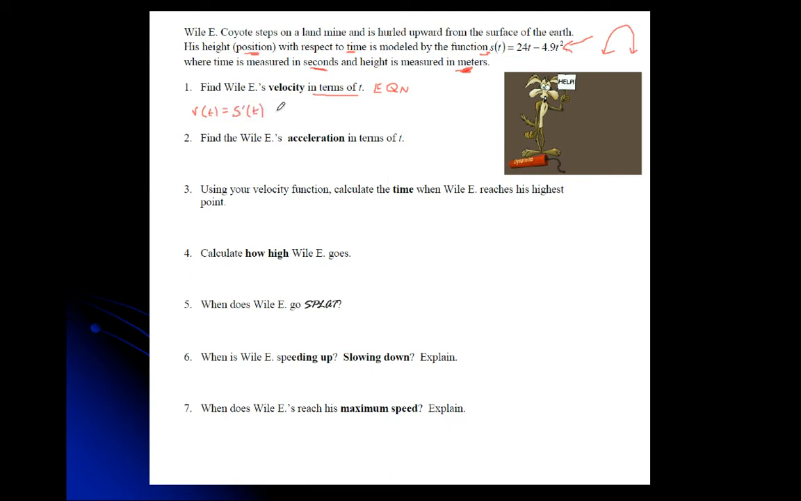You don't have to write S prime. It's just a good habit to get into, so you keep remembering that the first derivative of position is velocity. So taking the derivative here, I get 24 minus 9.8 t. Velocity is linear because position was quadratic.